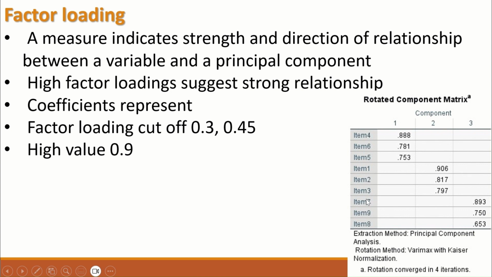For the second component, there are 3 items. Items 1, 2, and 3 load into component 2, and the values for the factor loading are 0.9, 0.8, and 0.79. And finally, the third component has 3 items loaded into it: items 7, 8, and 9, with the first one at 0.89, then 0.7, and 0.65. All these 3 items load into principal component 3. So the overall analysis from the PCA has managed to group these 9 items into 3 components.